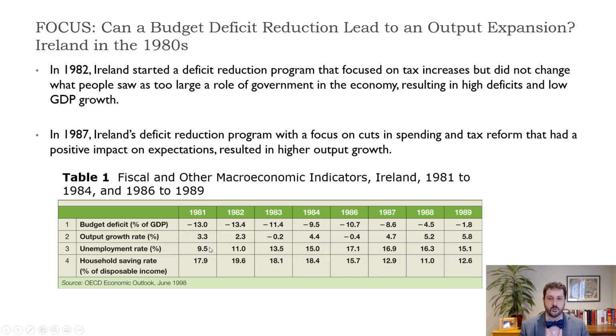The unemployment rate went from 9.5% to 17% before starting to come down to 15% by the end of the decade. It also reduced the household savings rate. And so, maybe it was good in the long run.